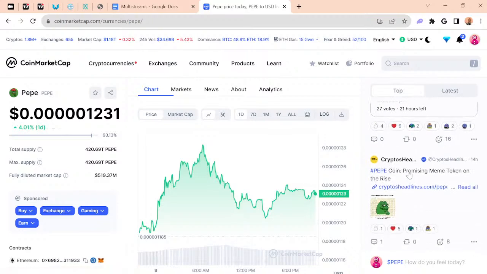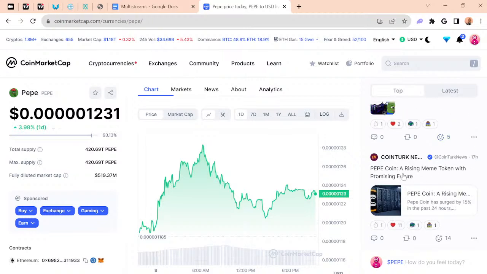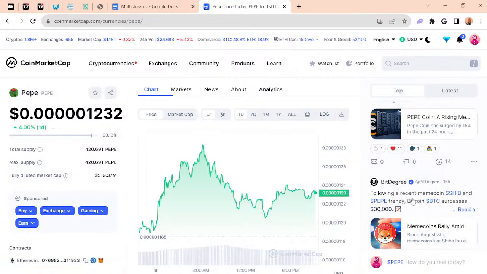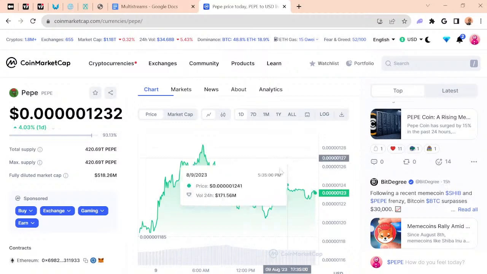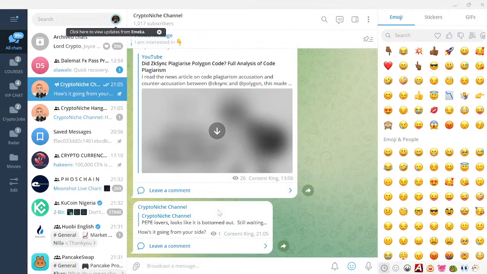So there's a lot of mention of Pep Coin in the markets. Pep Coin, a rising meme coin token with promising future. Okay, that could be a kind of PR. It could be paid for somehow, I'm just saying. So this is one news item right there. One of the reasons why it makes sense to follow updates here is because you have access to analysis faster.